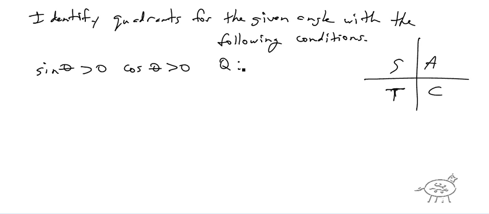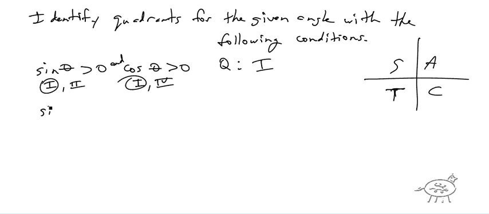Okay, so basically what you're doing is you're looking at the chart and you're saying, well, where is sine greater than 0? It's greater than 0 in quadrant 1. And this is an "and" between here, by the way. It's quadrant 1 and quadrant 2. Where's cosine greater than 0? Quadrant 1 and quadrant 4. So where does it overlap? Because it's "and," they overlap in quadrant 1. So the answer to this problem is quadrant 1.